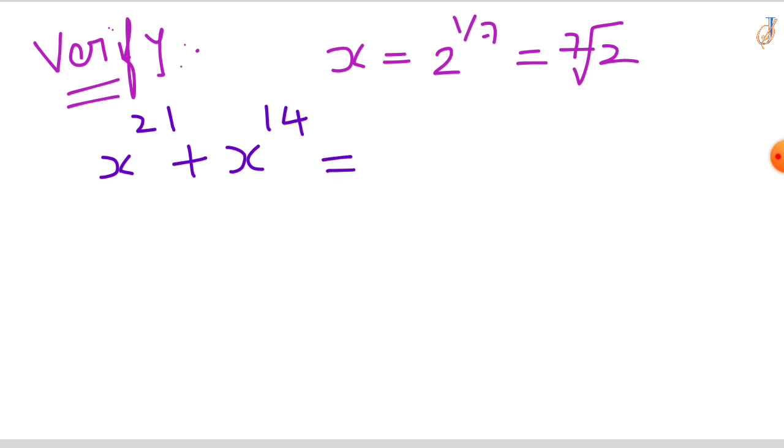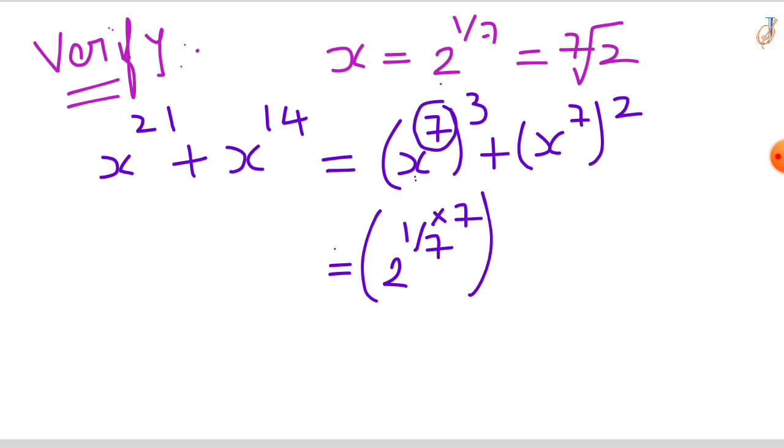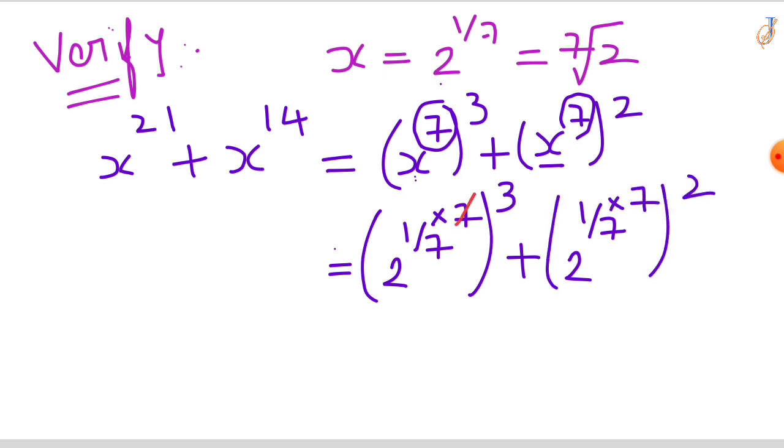So that is equal to, we can write this as x raised to the power of 7 whole raised to the power of 3 plus x raised to the power of 7 whole raised to the power of 2. x is nothing but 2 raised to the power of 1 over 7. Again we have power 7, so let's write power 7 whole power 3, plus x is 2 raised to the power of 1 over 7, again raised to the power of 7 whole power 2. 7 gets cancelled. So we are left with only 2 raised to the power of 3 plus 2 raised to the power of 2.